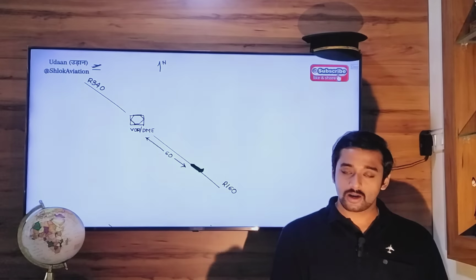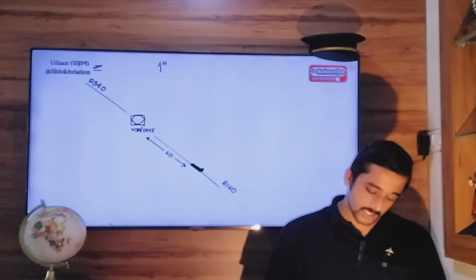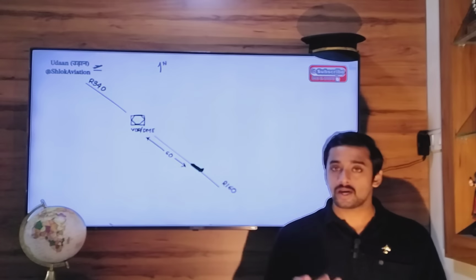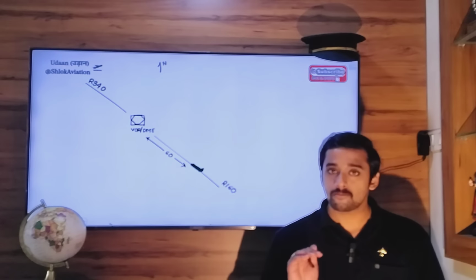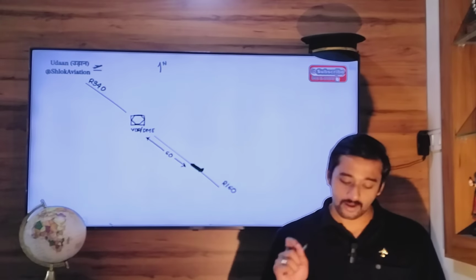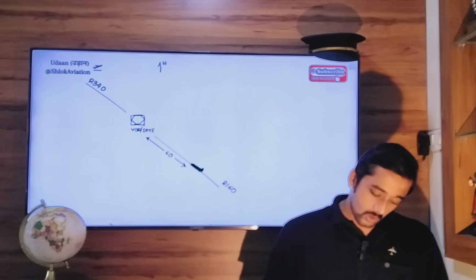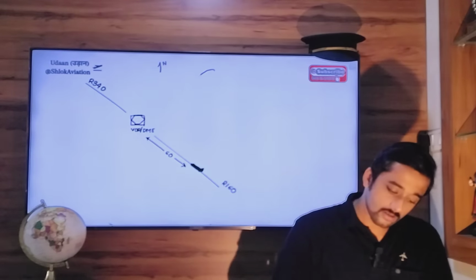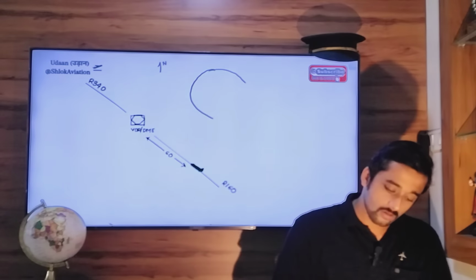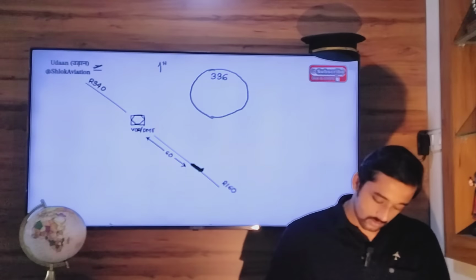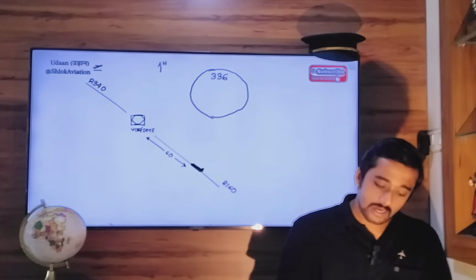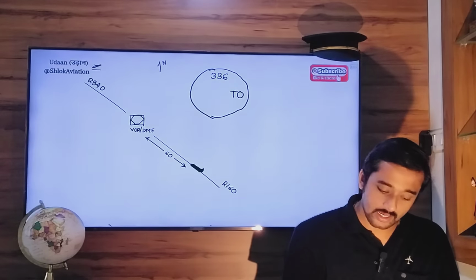Okay, that means your position is something like this. You may be heading some other direction also, but as of now I have drawn the position of the aeroplane which is heading towards the VOR DME station inbound. Now OBS, let's draw OBS: 336, and the TO indicator reads TO indication.